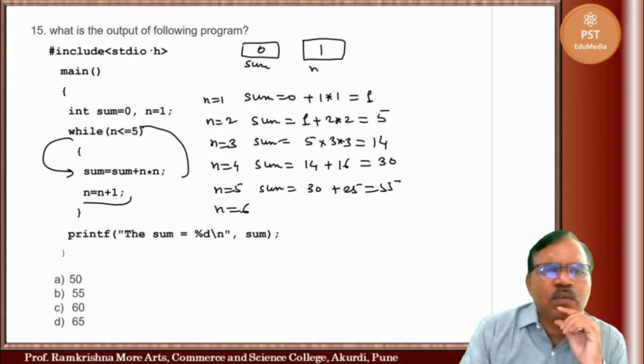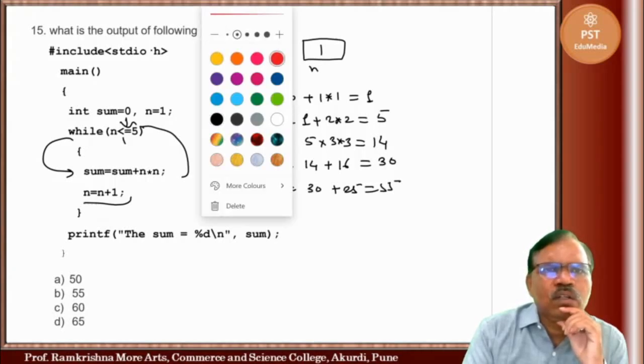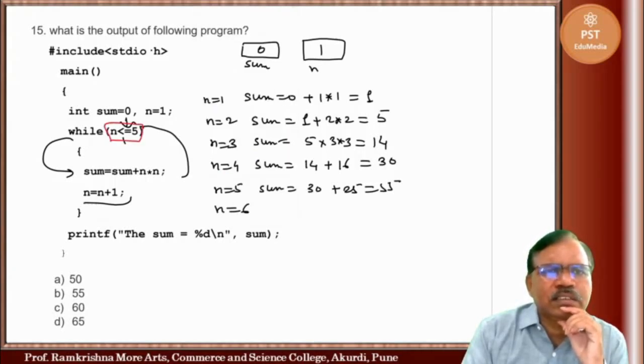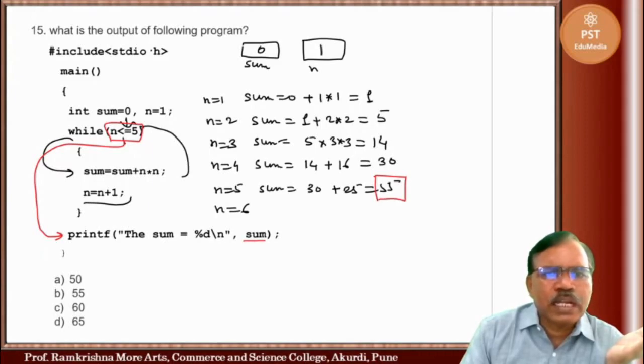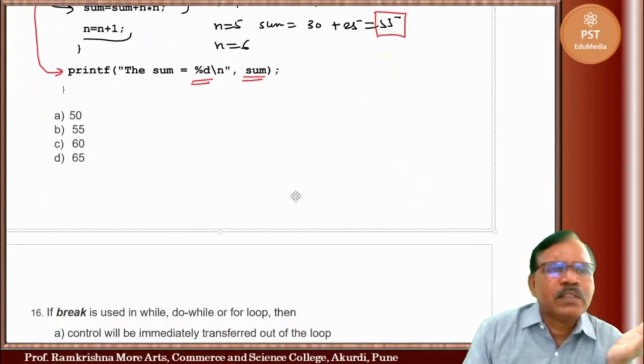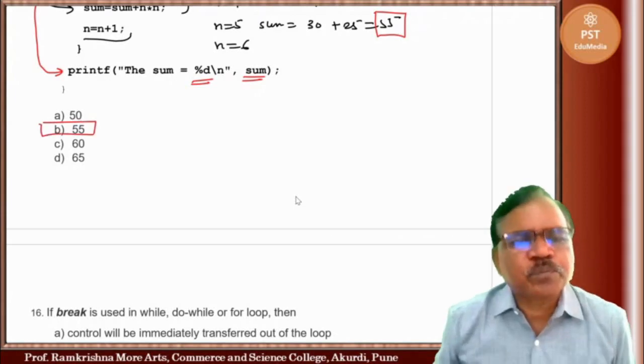Now n equal to 6. So when it goes back, condition is false. Now this condition is false, so it will directly come out of the loop, it will go to next statement. So final value of sum is 55, so that 55 is printed.